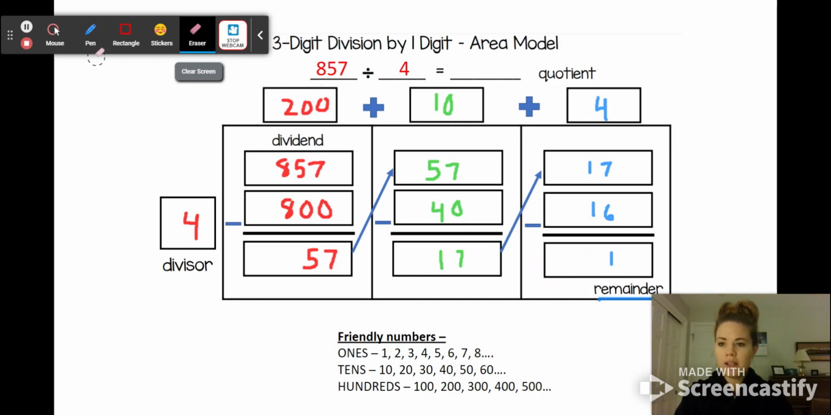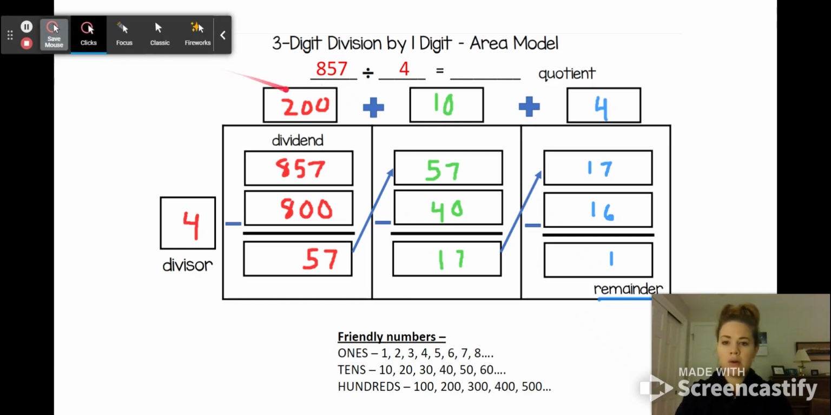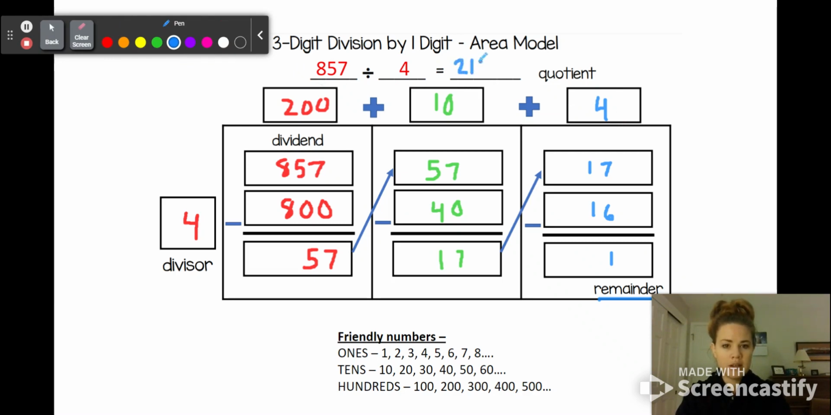All right, so our final answer is we need to now look here. 857 divided by 4 is what? Well, we need to add these three numbers on the top together. We have 200 plus 10 plus 4. 200 plus 10 plus 4 is 214. So that's what we write up on top, but we won't forget our remainder. We have 214 with a remainder, and we can put a little r there to remind us that we have a remainder. We can write out the whole word if we want to, but it's much easier just to have an R1.